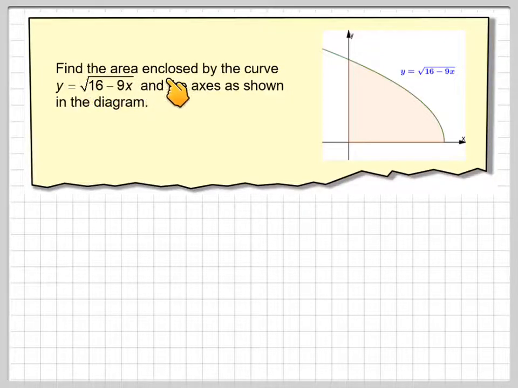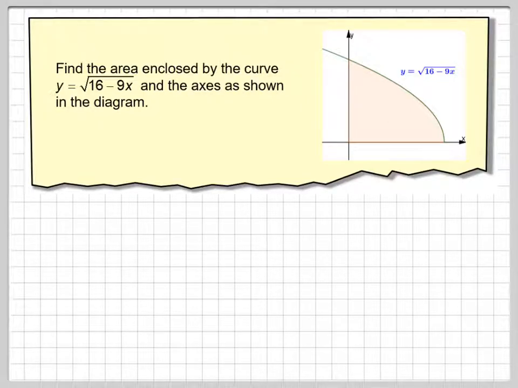Find the area enclosed by the curve y is equal to the square root of 16 minus 9x and the axis as shown in the diagram. So here we've got the curve y is equal to the square root of 16 minus 9x, and we've got to find this area here, which is enclosed by the curve, the y-axis and the x-axis.